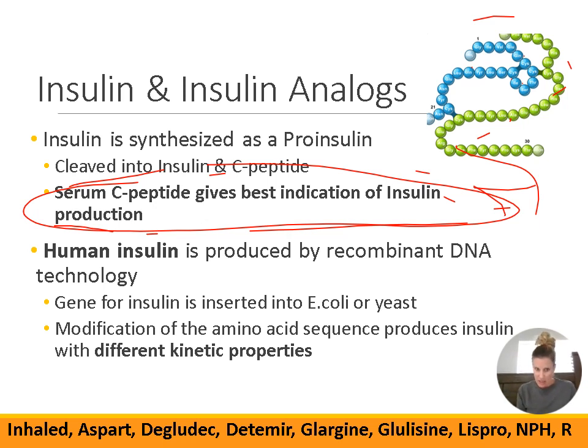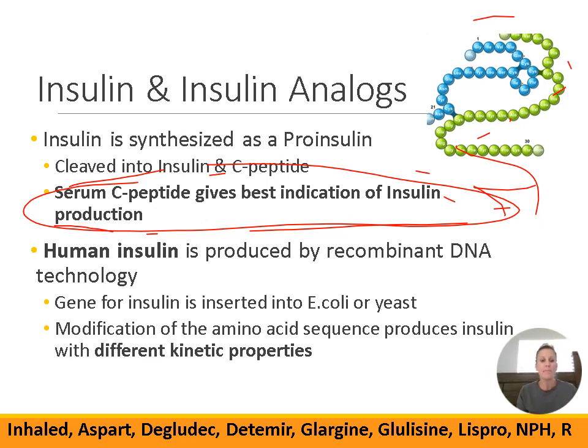Insulin that we give to patients, human insulin, can be produced via recombinant DNA technology. What we do is we take the gene for insulin, the DNA that codes for insulin, and we insert that into E. coli bacteria or into yeast. And then all of a sudden that E. coli, in its genetic profile, has the gene for insulin and it starts producing that.